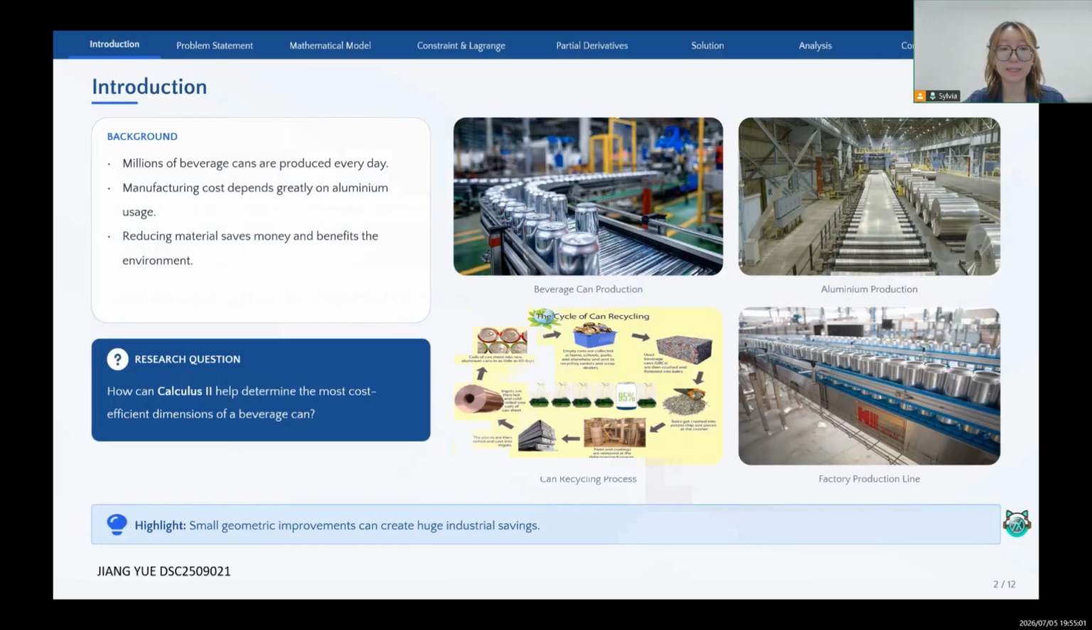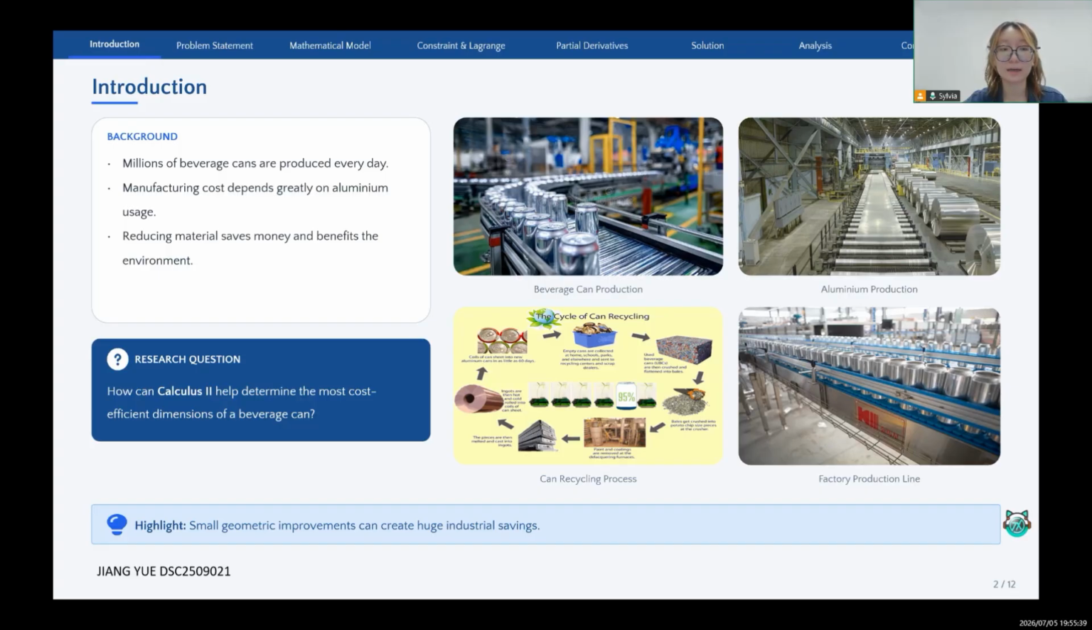I will quickly talk about can recycling. After we finish drinks, empty cans are collected, crushed, melted, and made into new metal sheets. It only takes around 60 days to turn old cans into new ones, but recycling still uses a lot of energy. So the better choice is to reduce metal use when making cans, instead of only recycling waste later. One key point: tiny changes to a can's shape can bring huge savings for the whole drink industry.